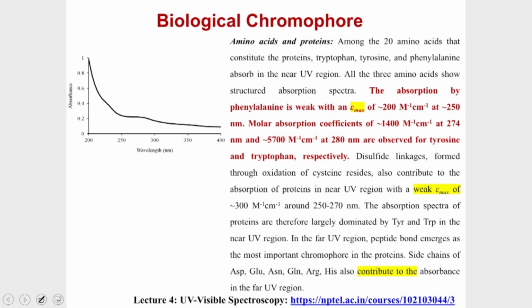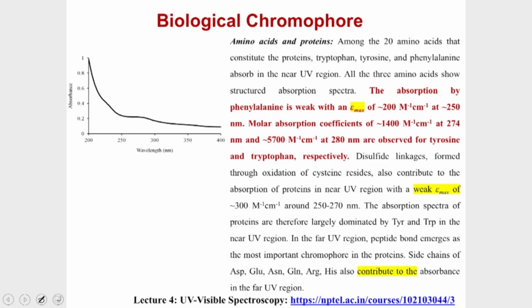All three amino acids show structured absorption spectra. The absorption by phenylalanine is weak, with an epsilon max of 200 per molar per centimeter at 250 nanometers, whereas molar absorption coefficients of 1400 at 274 nanometers and 5700 at 280 nanometers are observed for tyrosine and tryptophan respectively.